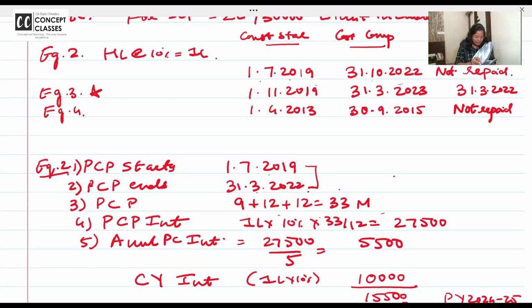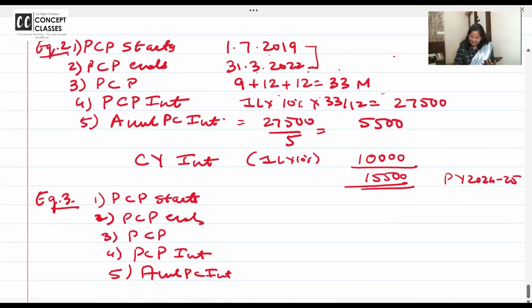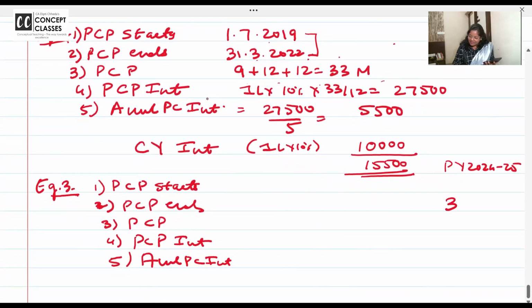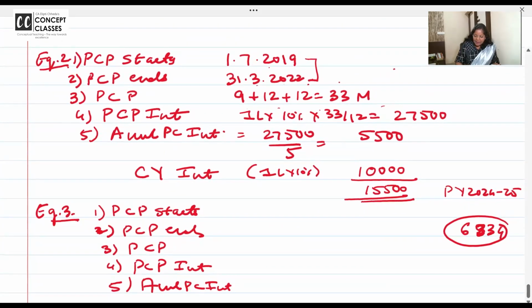How much is the answer for third one? 6,834. I'm sorry, can't hear you. 6,834. Okay. ठीक है, check करते हैं. मेरा तो अलग आ रहा है.